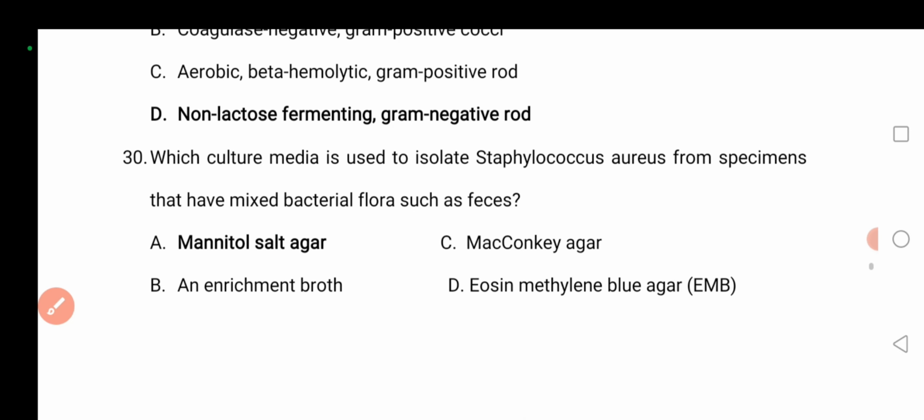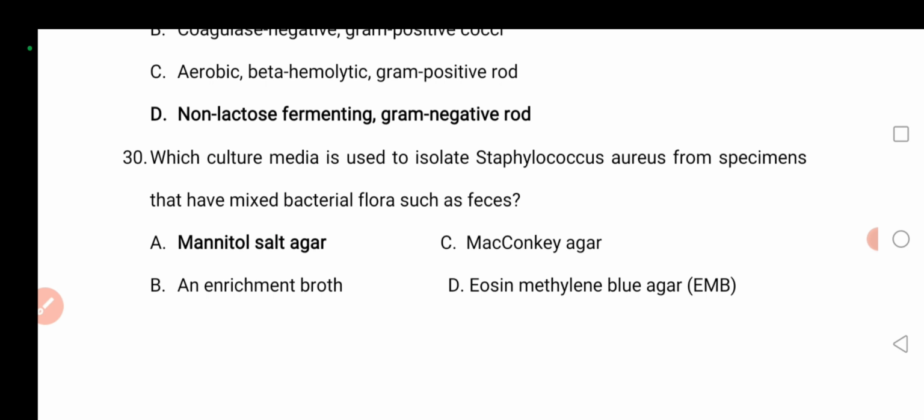The next question says, which culture media is used to isolate Staph aureus from specimens that have mixed bacteria and flora, such as feces? As you know, the most common culture media for identifying Staphylococcus aureus is mannitol salt agar. Okay, because it has what? Salt.